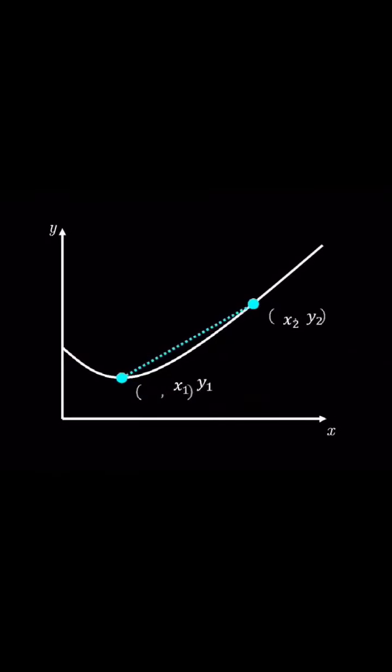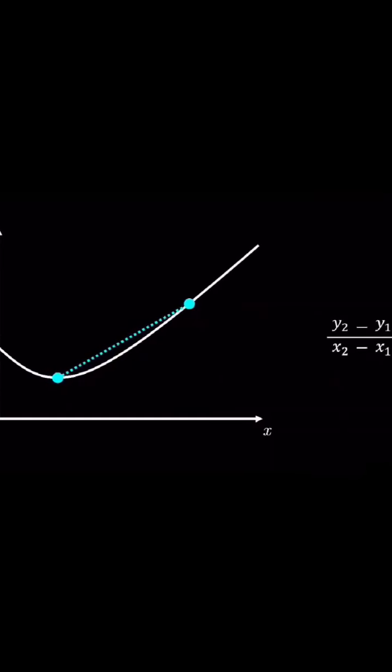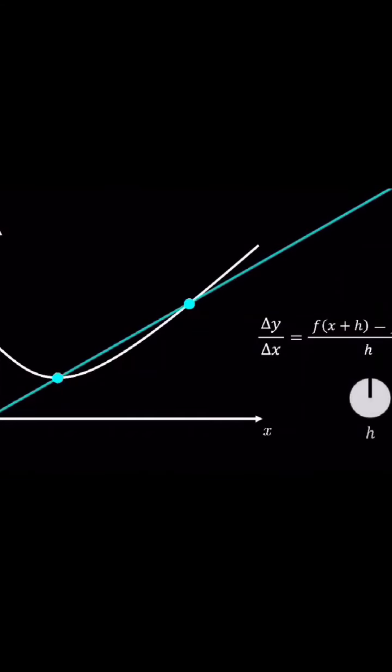The change in y divided by the change in x. Now we'll rewrite this formula slightly differently. We'll call the first coordinate x and f of x, and the second coordinate x plus h and f of x plus h. Substituting these into the gradient formula gives f of x plus h minus f of x, all divided by h. This setup is useful because h represents the small distance between the 2 points. By changing h, we can control how close the points are.